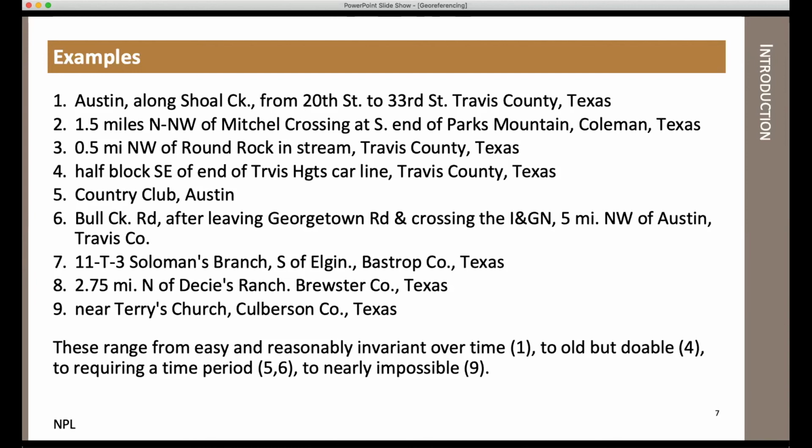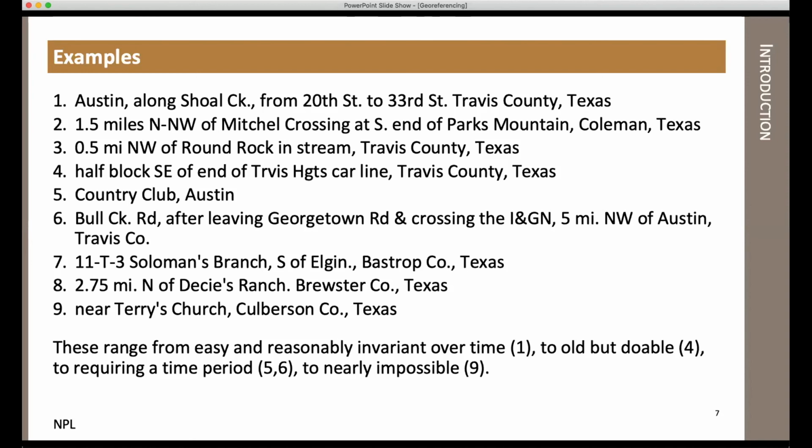Country Club Austin. Well, there have been at least 3 places named Country Club in Austin. There was a country club at 30th and Half Street near I-35. It moved out to Riverside for a while, and then it moved to West Austin. So again, this is where knowing when they're talking about it becomes important.